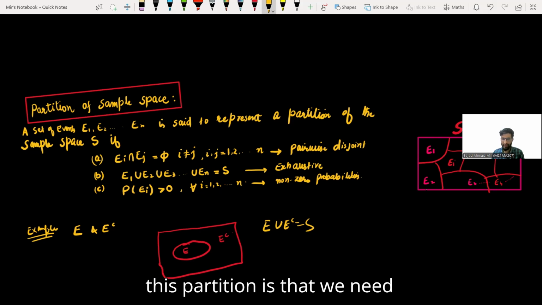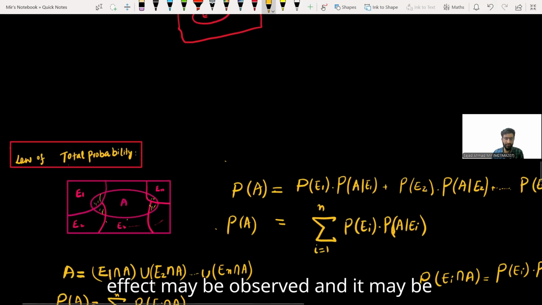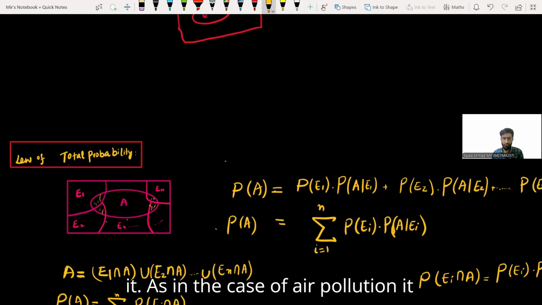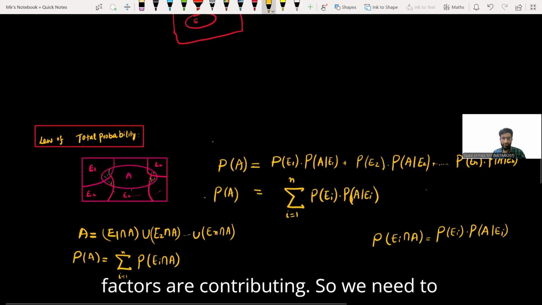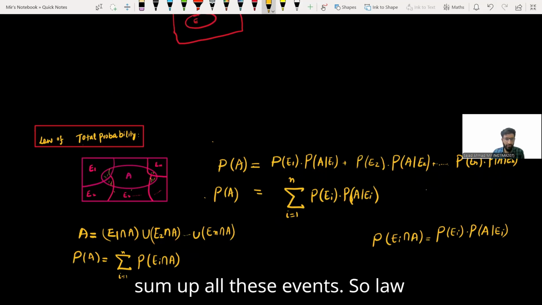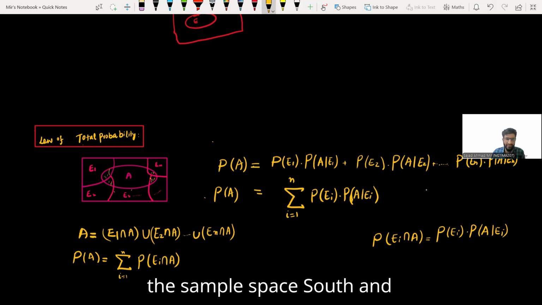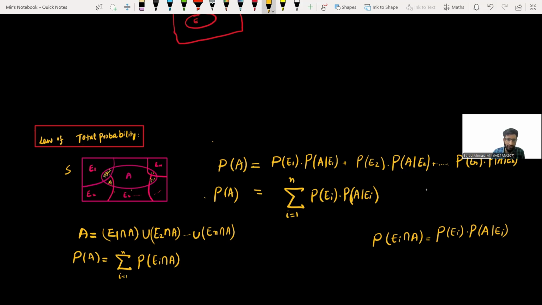So why do we need this partition? We need to obtain the event A as the union of all these things. An effect may be observed and it may have certain factors contributing to it, as in the case of air pollution, it may be due to vehicles, it may be due to construction, and all those factors are contributing. So we need to sum up all these events. The law of total probability says that if we have an event A and we have a partition over the sample space S, then A can be seen as the collection of all the parts which are common to it and to the evidences Ei, or the partition Eis.